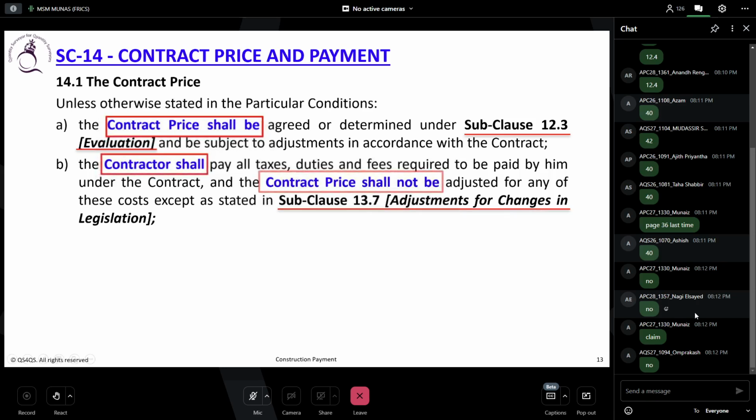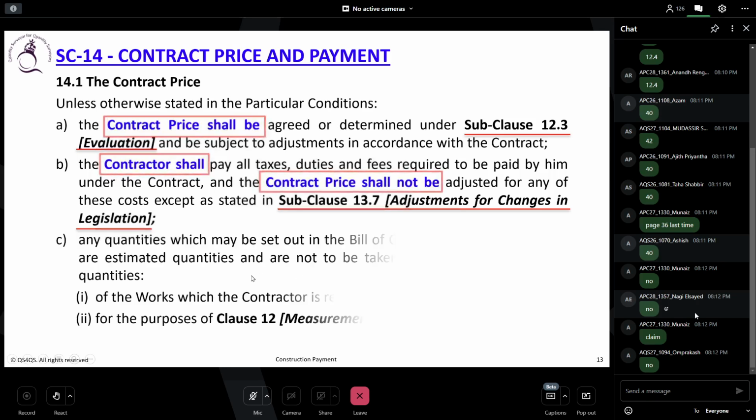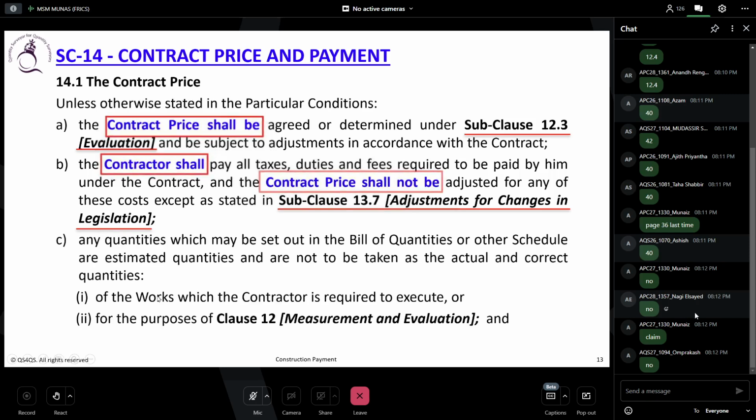13.7, we will discuss in the variation lecture because subclause 13 is under variation. But anyhow, we will see a little bit about that. And the C, 14.1c, says any quantities which may be set out. Okay, before the next one, 14.1b. Okay, not a very big subclause here.